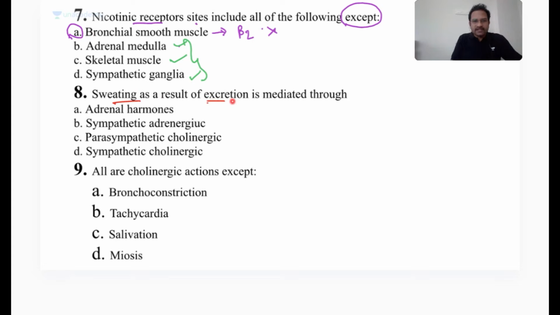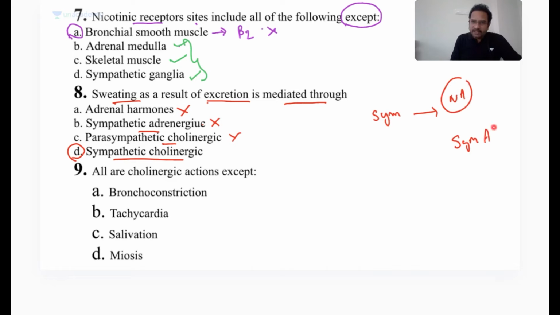Next one. Sweating as a result of exertion is mediated through. Again, this is a unique question. Adrenal hormones? No. Sympathetic adrenergic? No. Parasympathetic cholinergic? No. Sympathetic cholinergic. Now, this is the right answer. Understand the question. Sympathetic adrenergic means sympathetic neurons which release noradrenaline as a neurotransmitter. Sympathetic cholinergic means sympathetic neurons at the postganglionic neuron which release acetylcholine.